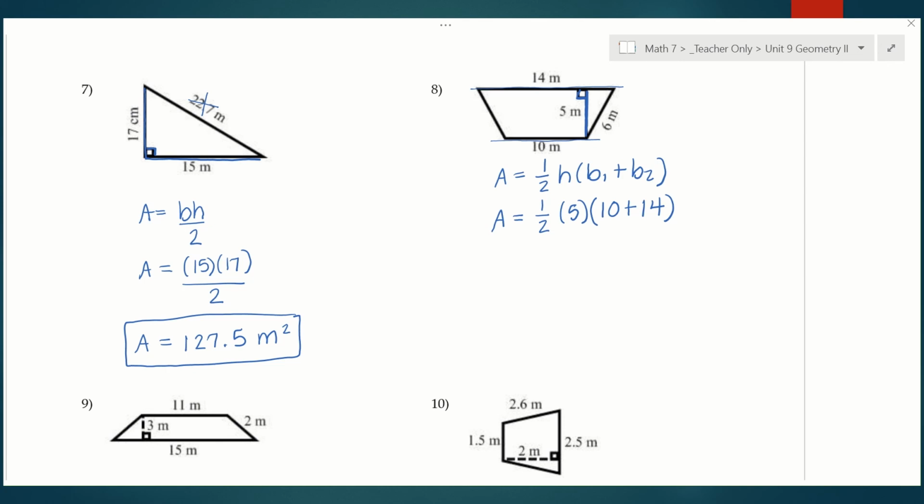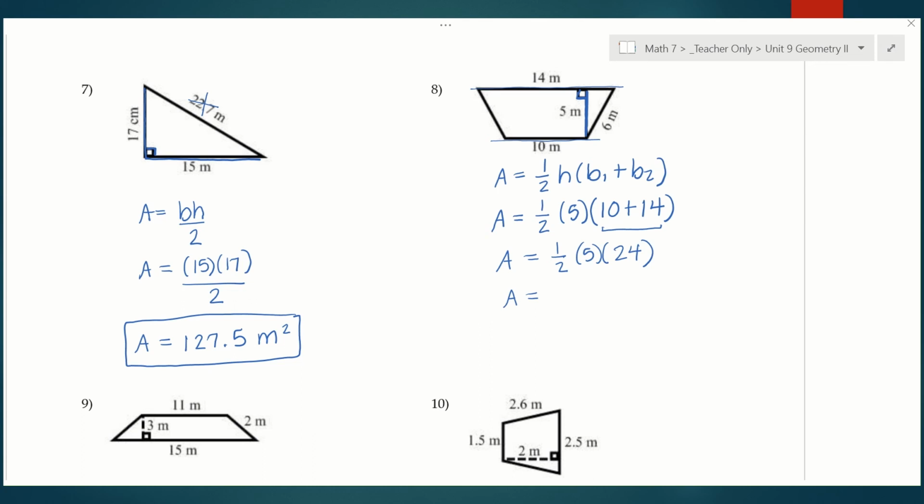Okay, so this is the part that's important. Because I have different operations here, meaning I have multiplication and I have adding, I have to follow my order of operations. Okay, so PEMDAS, which means I need to do what's in the parentheses first. So if I go through and I add, I'm just going to bring the rest of my work down. 10 plus 14 is 24. Okay, so after you've done the adding, now all we have is multiplication. So I can go ahead and I can do that in any order. I can do 1/2 times 5 is 2.5, and 2.5 times 24 is my answer.